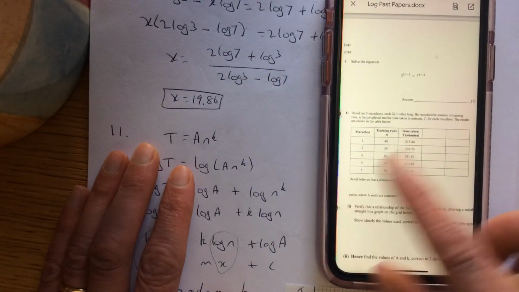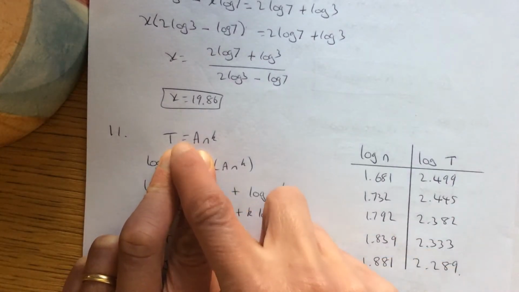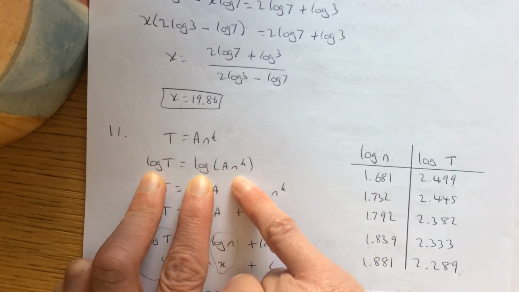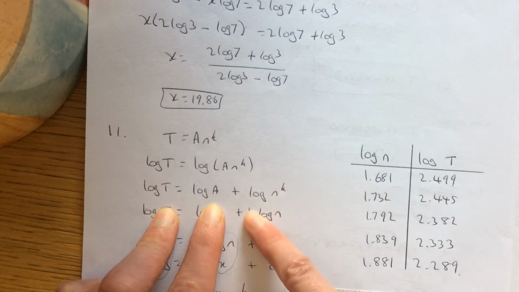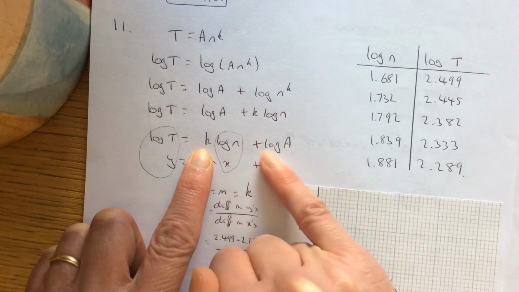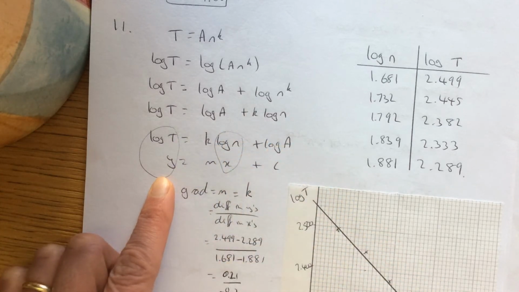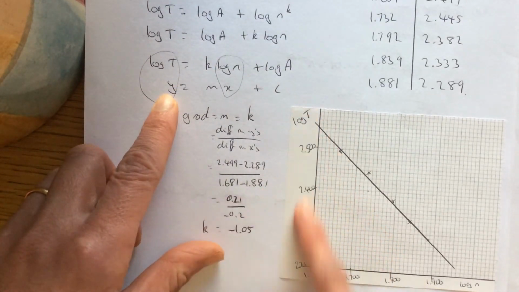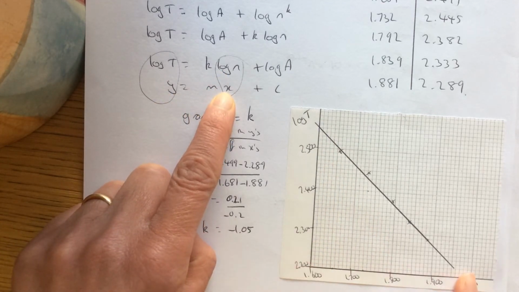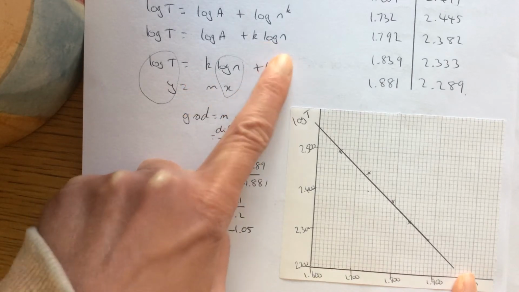Question 11 is one of these graph ones. Here is the equation. So if you take that, log each side, okay. Now remember you can separate that out as log A plus log n^k, then bring your k forward. And then if you rewrite that as log t and just switch these around, you can see you have an equation of a straight line. Y equals mx plus c. So in your axis, log t is the y and log n is the x. It goes along the bottom here. K is your gradient. Don't worry about y-intercept. Don't want you thinking about that.